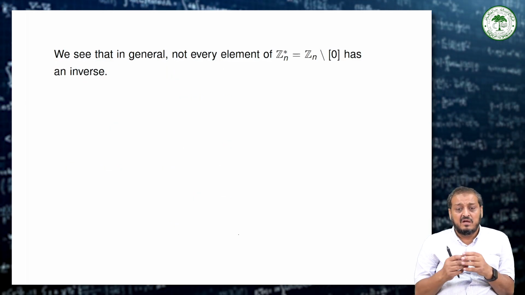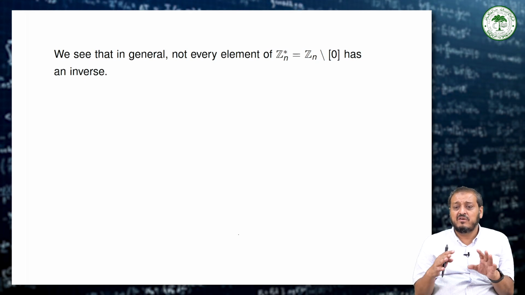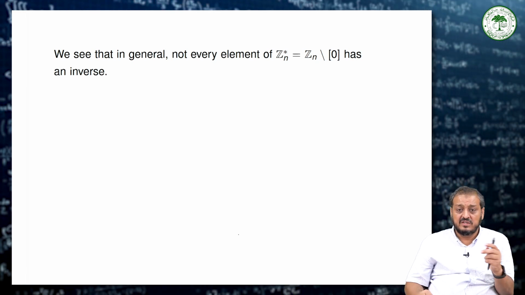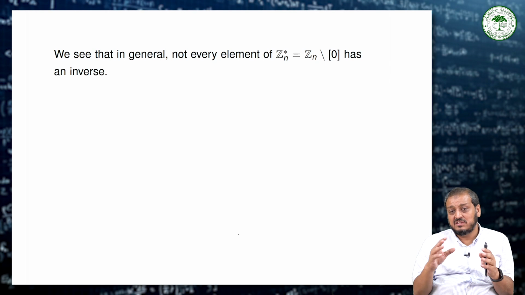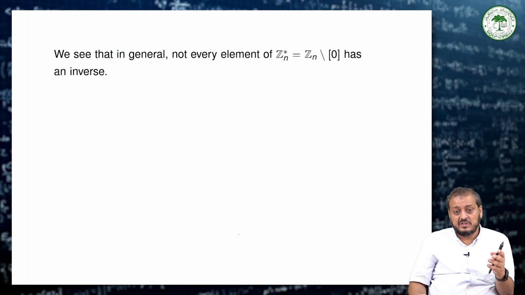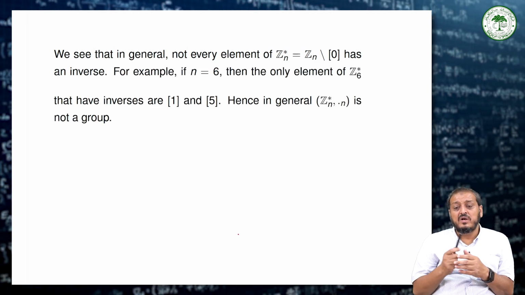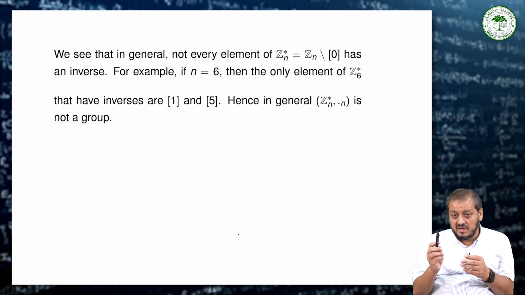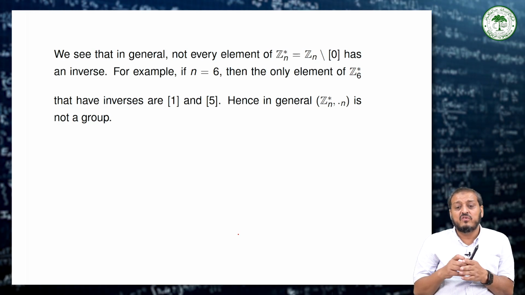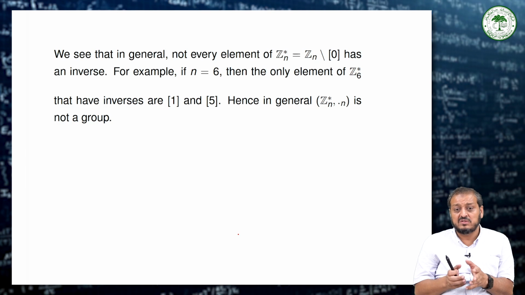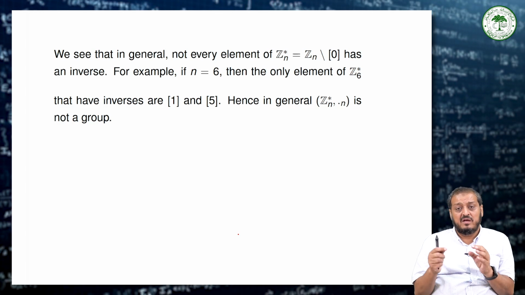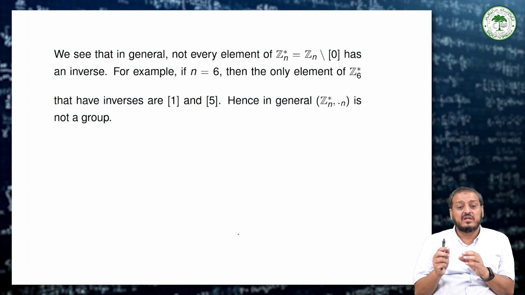We see that in general not every element in Z star n, where we take Zn minus the equivalence class of 0, has an inverse. For example, if n is equal to 6, the only elements of Z star 6 that have an inverse are 1 and 5, but no other element. 2 does not have an inverse, 3 does not have an inverse. So in general, Z star n under multiplication is not a group.